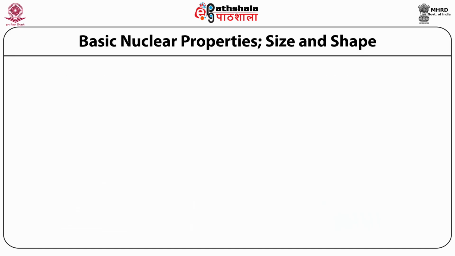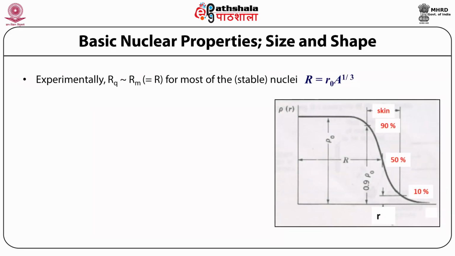Basic nuclear properties, size and shape. Experimentally, people have found that R_Q is almost equal to R_m, that is equal to R, for most of the stable nuclei. So R is equal to R0 A to the power 1/3. What does that mean? In experiments, people have found that the distribution of charges inside the nucleus and the distribution of mass inside the nucleus are more or less of the same order. So we can say that the charge distribution and mass distribution can be replaced by a common term, that is R.